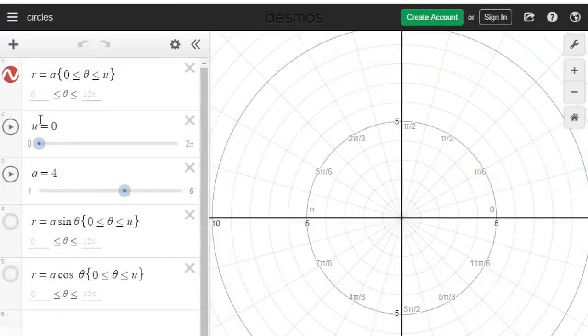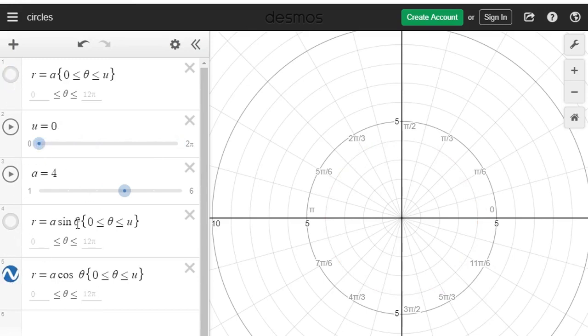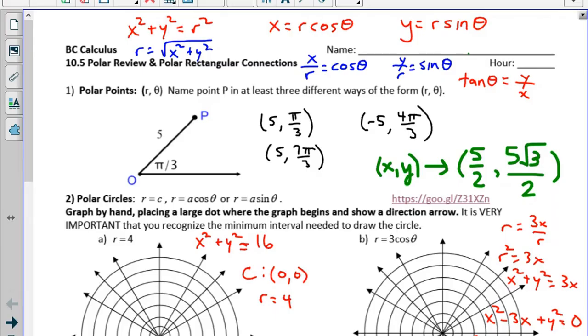So if we look at r equals 4, and I graph the circle, notice it starts here and then goes all the way around like so, and at 2 pi it finishes. So it's just mapping the radius 4 all the way around as the angle goes around. If we look at the second problem, r equals 3 cosine theta.